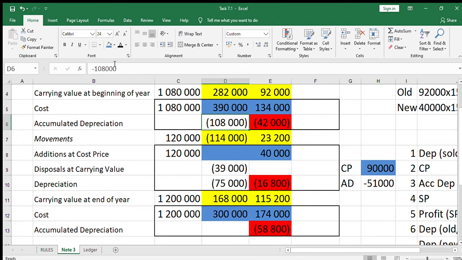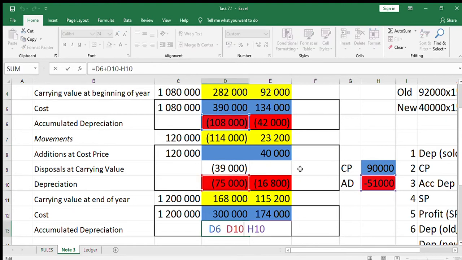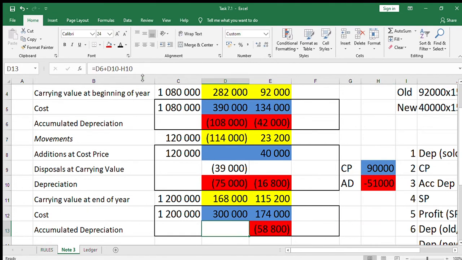For the accumulated depreciation, we're going to start with accumulated depreciation at the beginning of the year. To that, we'll add on our depreciation and subtract the accumulated depreciation on the side. Okay, remember, when you're doing this calculation, you don't have to worry about the signs. So you'll say 108,000 plus 75,000 minus 51,000. But when you put your answer in, it must be in brackets. And this is how you get the answer. You can check: 300,000 minus 132,000 is 168,000. So that would be the answer.